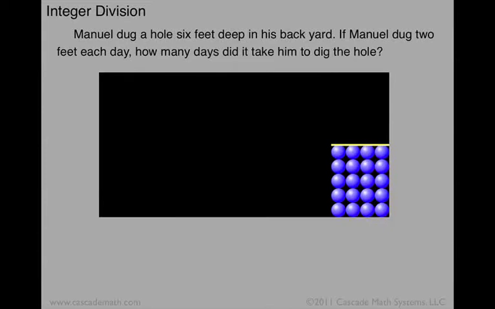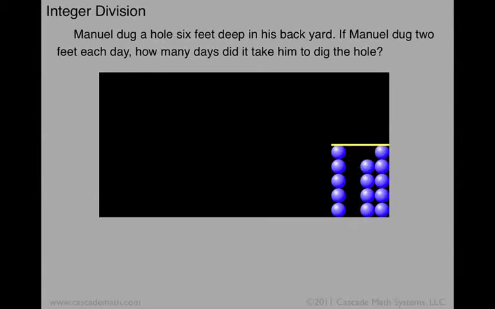Manuel dug a hole 6 feet deep in his backyard. If Manuel dug 2 feet each day, how many days did it take him to dig the hole? We can think of this as asking the question, how many groups of -2 are there in -6? Let's find out. First, I'm going to make 6 holes to represent the 6-foot deep hole. -1, -2, -3, -4, -5, -6.